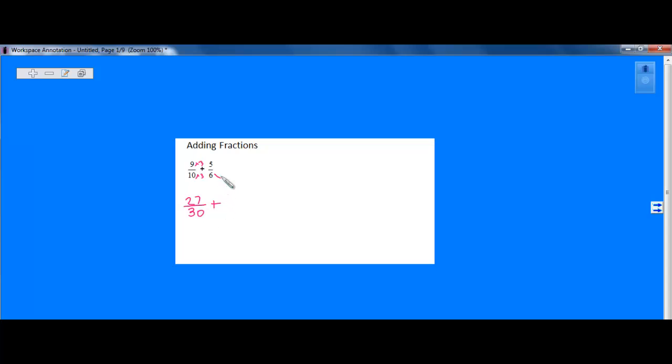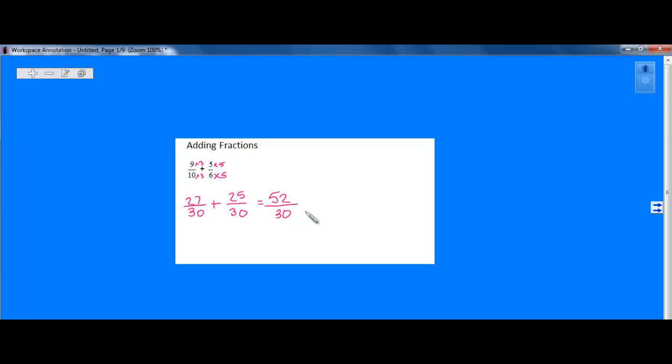plus, and over here I'd have to multiply by 5, plus 25/30ths. Now all I have to do is add straight across the top. 27 plus 25 is 52, and my denominator stays the same, 52/30ths.